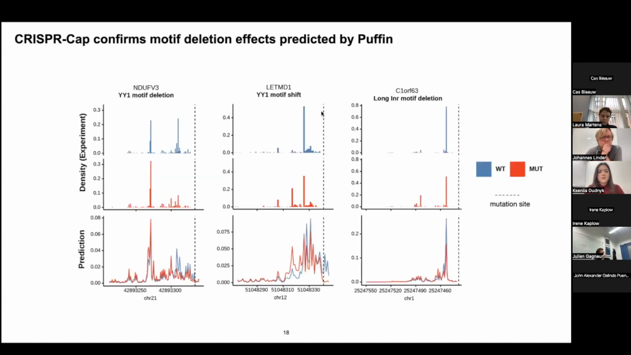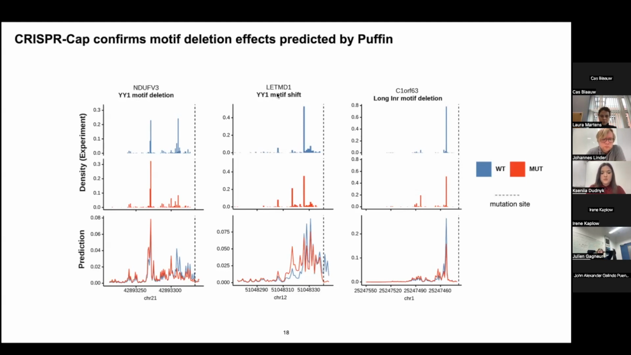The limitation that this assay has is that we can only delete motifs that are downstream of the transcription start site, and there are only two motifs located downstream in the human genome: YY1 and the long initiator. So we deleted YY1, we deleted the long initiator, and we also did the YY1 shift, because we can delete some region between TSS and YY1. So it causes a shift, and we can see whether we can accurately predict the effect of motif deletion or the motif shift.